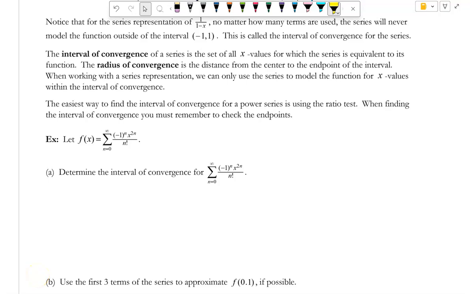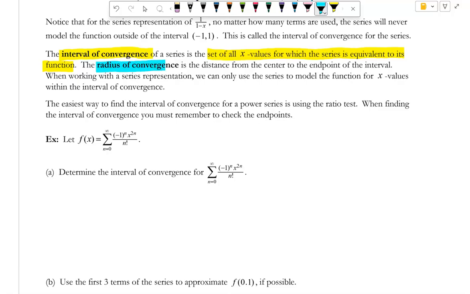So to reiterate, we said that the interval of convergence of a series is going to be all of the x values for which the series is equivalent to its function. So the sine of x equals its series for all real numbers, but 1 over 1 minus x only equals its series between -1 and 1.